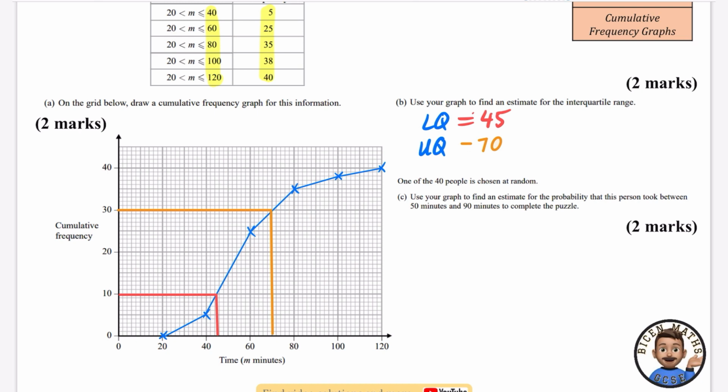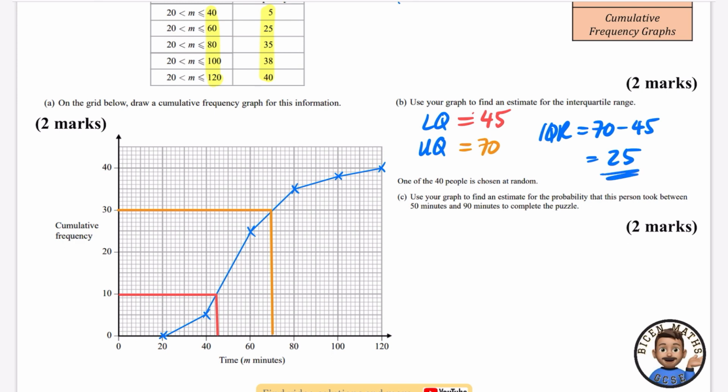So I didn't like the words doing that. Let's just quickly erase that. And so the upper quartile is going to be equal to 70, which means that the interquartile range, which is the upper quartile take away the lower quartile, is 70 take away 45, which is 25 for this.